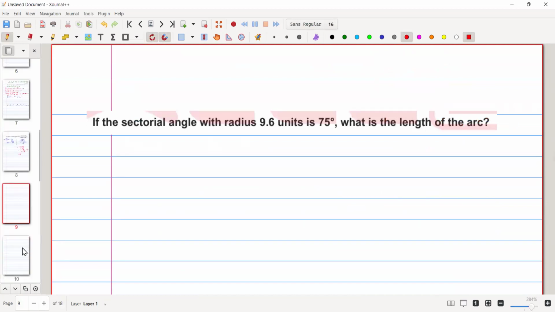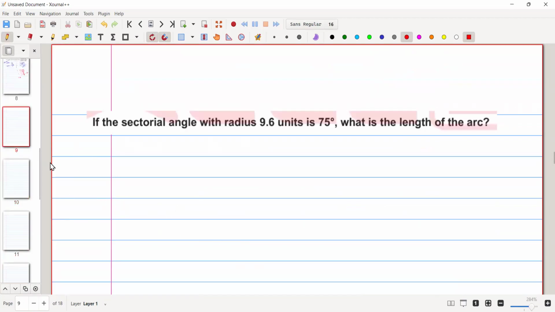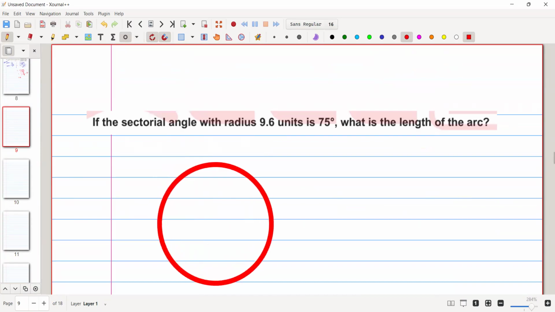So do this one, okay. So there are only two problems left for today. And see, if the sectoral angle with radius this one units is 75 degree, what is the length of the arc? How to do this? Suppose this be a circle, and it has radius of 9.6 unit. I'm writing radius as r, which is 9.6 unit.